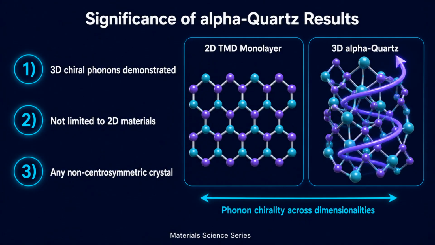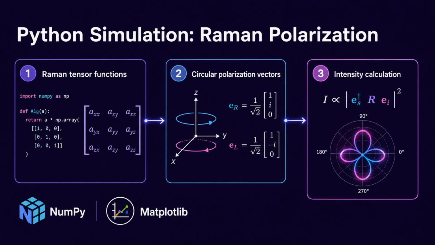The alpha quartz results had significant implications. They demonstrated that chiral phonons exist in 3D bulk crystals, not just 2D materials. This established that any crystal structure lacking inversion symmetry with appropriate symmetry breaking can support chiral phonons. The comparison between 2D TMD monolayers and 3D quartz showed that phonon chirality is a general phenomenon across different material dimensionalities. Let's discuss Python simulations for Raman polarization dependence.